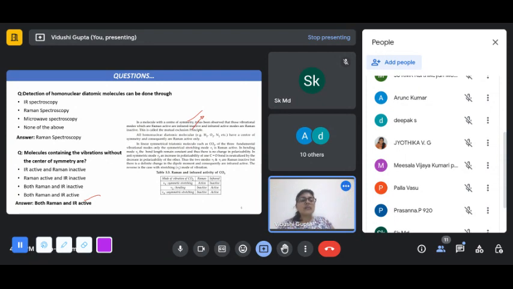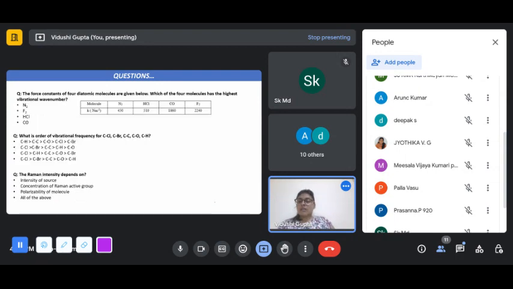Like we discussed, homonuclear diatomic molecules like H2, O2, and N2 are generally IR inactive because there is no change in dipole moment. Hence, they are Raman active. But for CO2 molecules, there are three vibrational modes: symmetric stretch, asymmetric stretch, and bending. In case of symmetric stretch, it is Raman active and IR inactive, while for bending, it's Raman inactive and infrared active. And for the asymmetric stretch, it's Raman inactive and IR active.